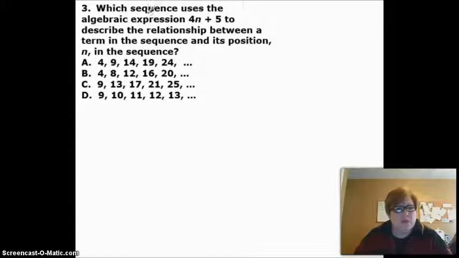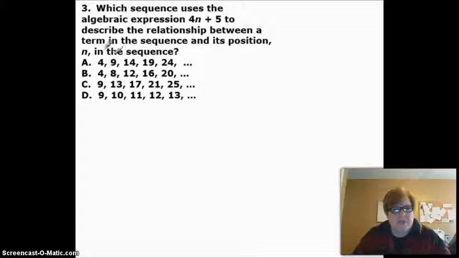Which sequence uses the algebraic expression to describe the relationship between them? Okay, so this is sort of the reverse of the last problem, where they gave us one sequence and we picked the pattern. Now they've given us the pattern and which sequence would be generated.